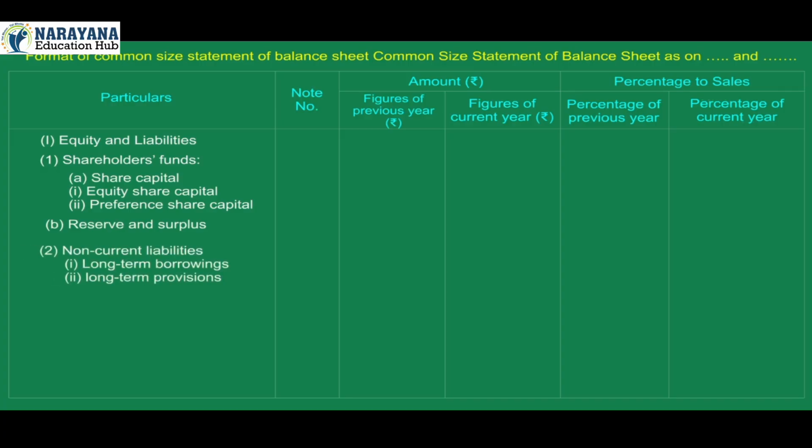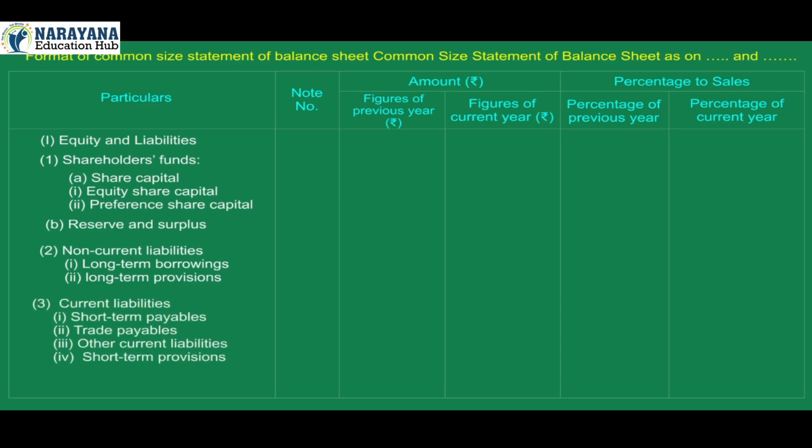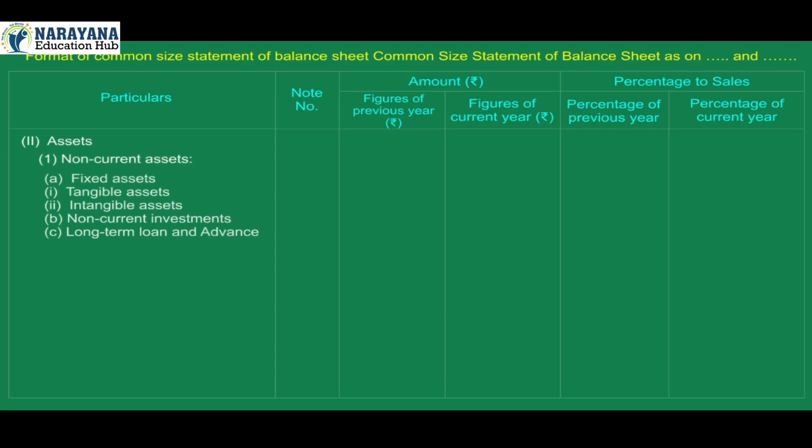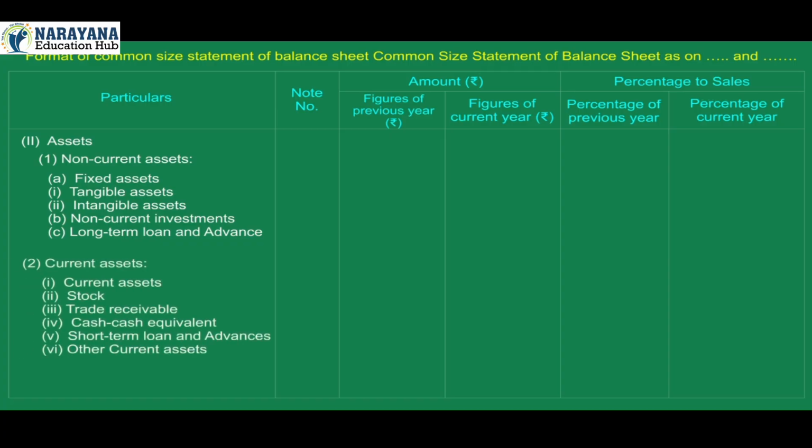2. Non-current liabilities: 1. Long-term borrowings, 2. Long-term provisions. 3. Current liabilities: 1. Short-term borrowings, 2. Trade payables, 3. Other current liabilities, 4. Short-term provisions. Total. Number 2. Assets. 1. Non-current assets. A. Fixed assets: 1. Tangible assets, 2. Intangible assets. B. Non-current investments. C. Long-term loans and advances. 2. Current assets: 1. Current investments, 2. Stock, 3. Trade receivables, 4. Cash and cash equivalents, 5. Short-term loans and advances, 6. Other current assets. Total.